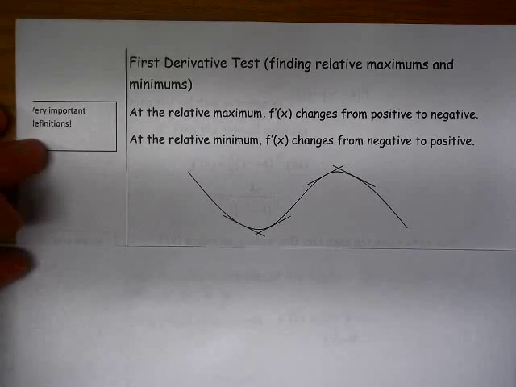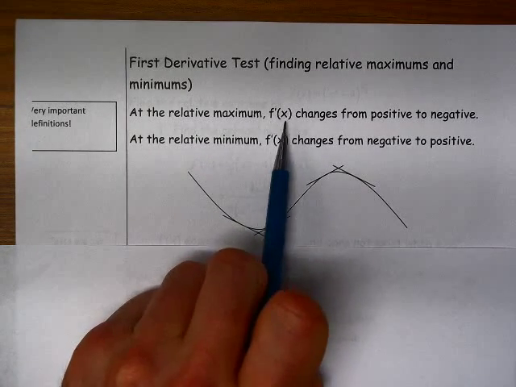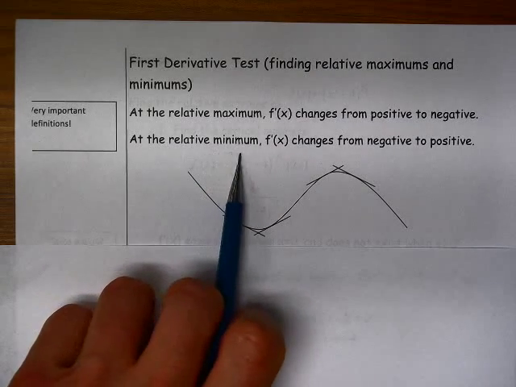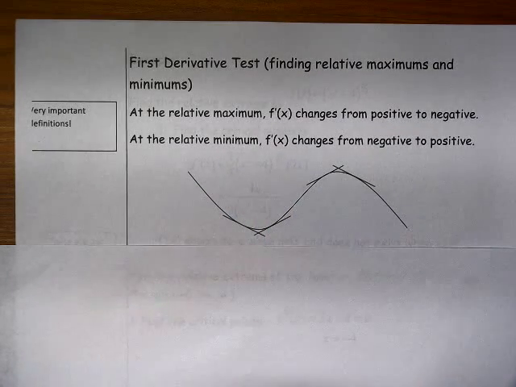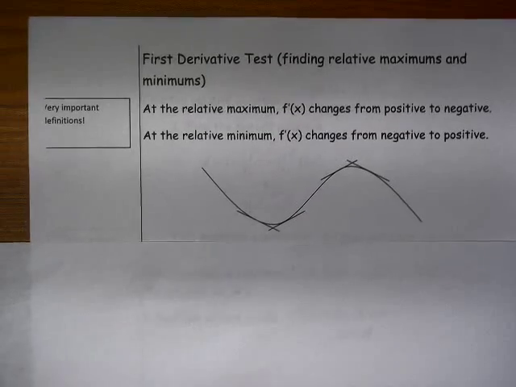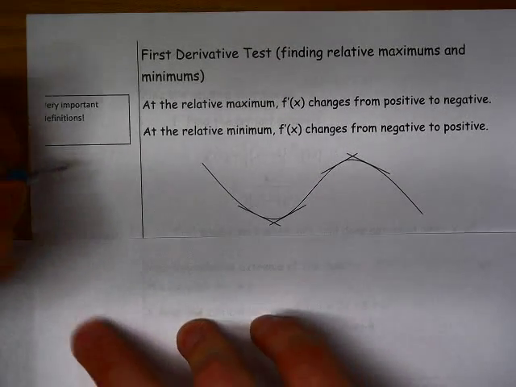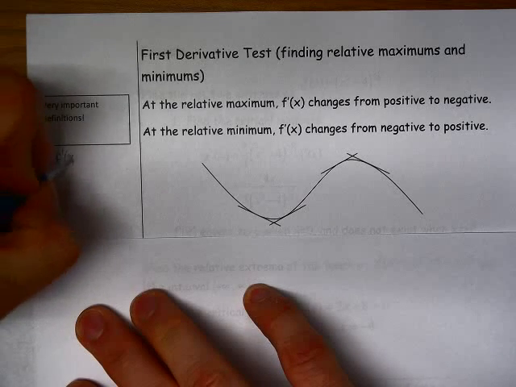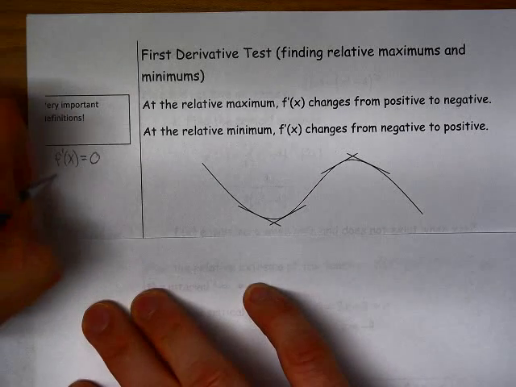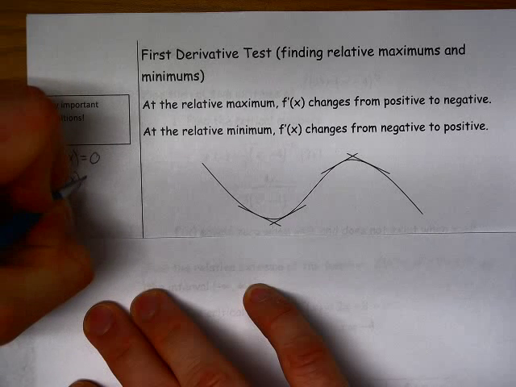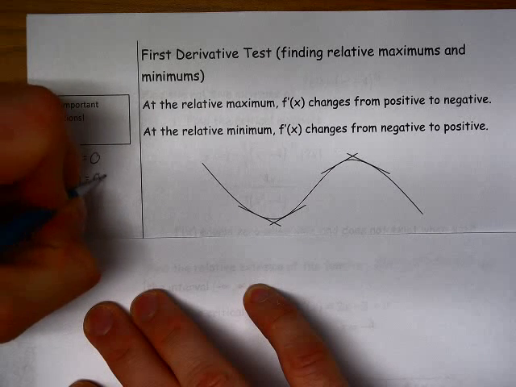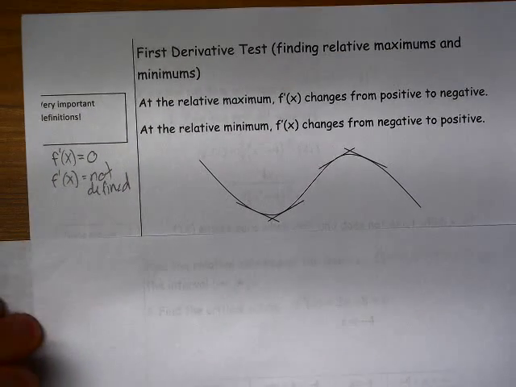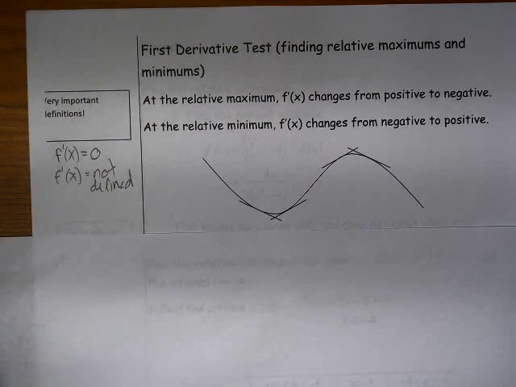All right, at the relative maximum, the derivative, f prime, changes from positive to negative. And at the relative minimum, f prime changes from negative to positive. Now, as part of our process, we're going to look for critical numbers. So we're going to look for places where f prime of x equals 0, or f prime of x is not defined, and we're going to use those as possible relative maximums and minimums.